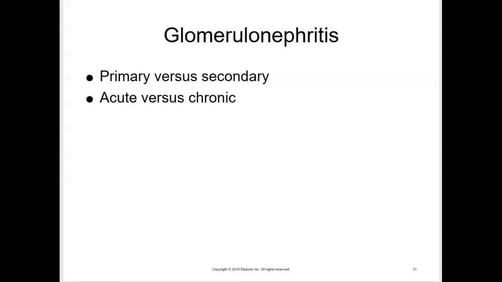Many causes of primary glomerulonephritis, or GN, are infectious. Secondary GN can be caused by multi-system disease and can manifest as acute or chronic. Acute glomerulonephritis develops suddenly from an excess immunity response within the kidney tissues.